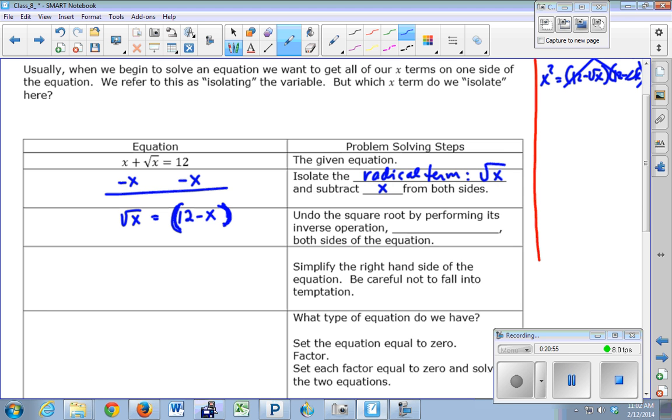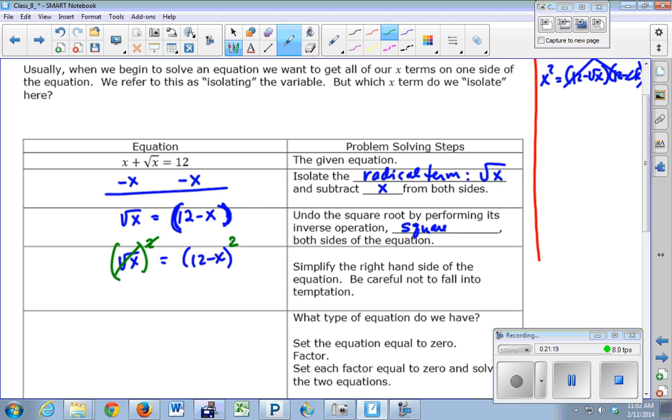All right. Now to undo the square root, we do this by performing its inverse operation, which is to square both sides of the equation. So now I'm going to take my equation and I'm going to square both sides, because whatever I do to one side, I have to do to the other. And now the square and the square root undo each other.